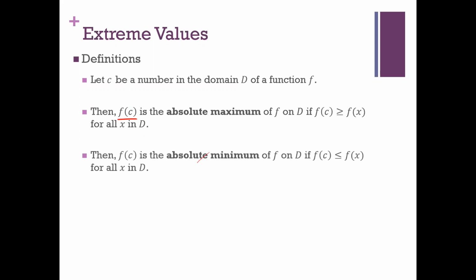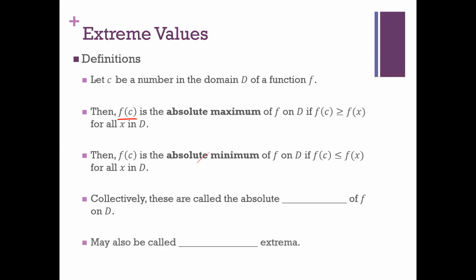Absolute minimum has a definition that I probably just copied and pasted because it's so similar. What's the only change there? Less than or equal to. Yeah, just flip the inequality operator. So it's the absolute minimum if f of C is less than or equal to everything else on that range.